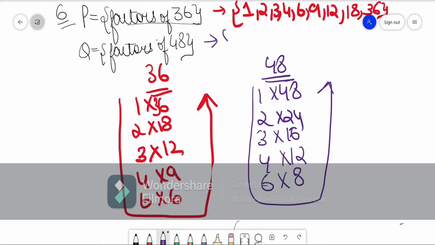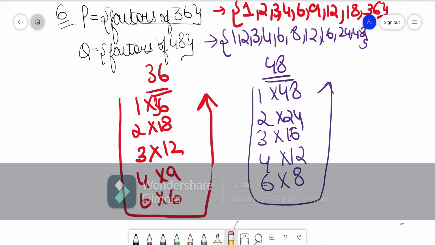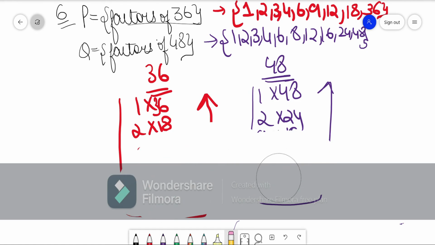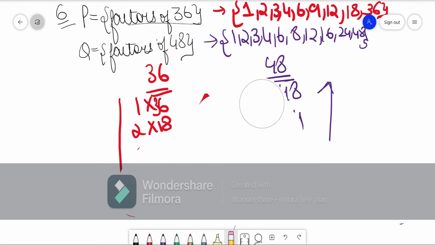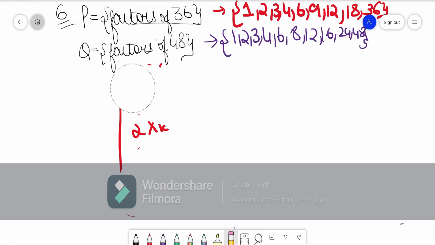So let's write the set: 1, 2, 3, 4, 6, 8, 12, 16, 24, and 48. Right? So you've written the elements of the set. Now let's erase this thing. Let's read the questions. It's very important. If you do it calmly, then you'll be able to score good in this chapter. Don't worry at all.